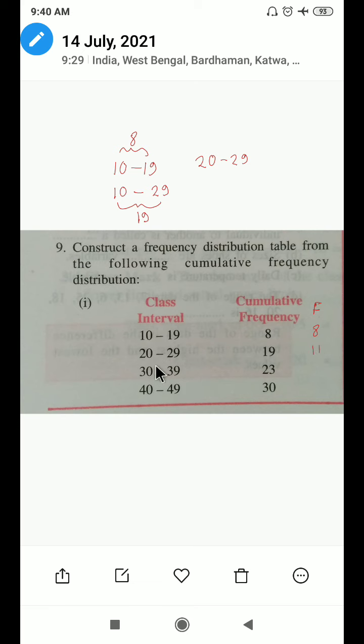In the similar way, for finding the frequency of 30 to 39 you have to subtract the frequency below it, up to 29, that is 19. So if you subtract 19 from 23 you will get 4. In the similar way, for finding the frequency of 40 to 49 you have to subtract this 23 from this 30, you will get 7. So these are our frequencies.